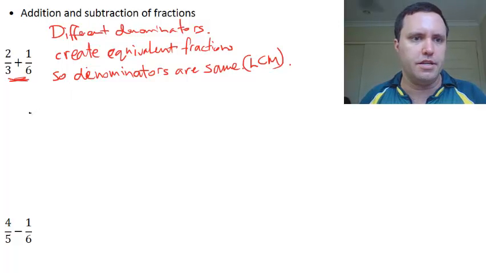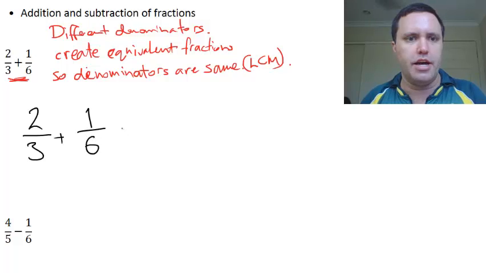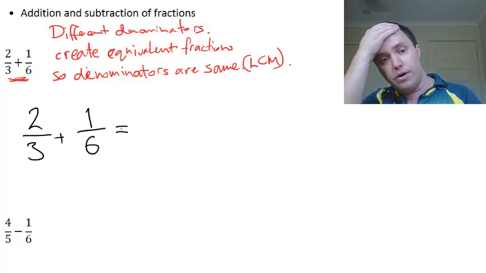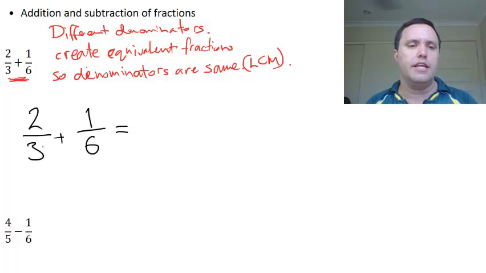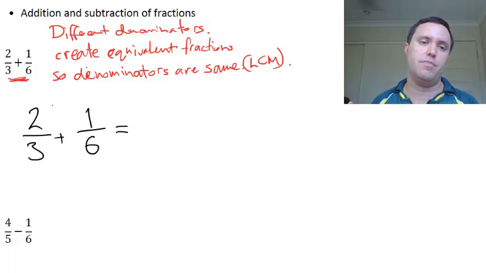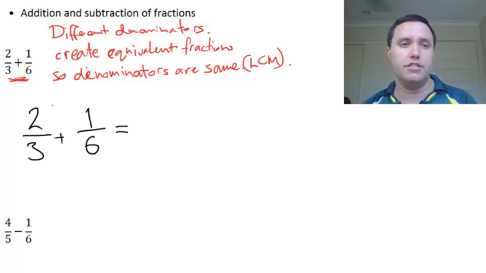So we have 2 over 3 plus 1 over 6. Now this is the way I want you to set it out, as we're doing it in class as well. Now we have 3 and 6. You could just do all the cross multiplying stuff, which works, but it's easier to rationalize and think your way through it.